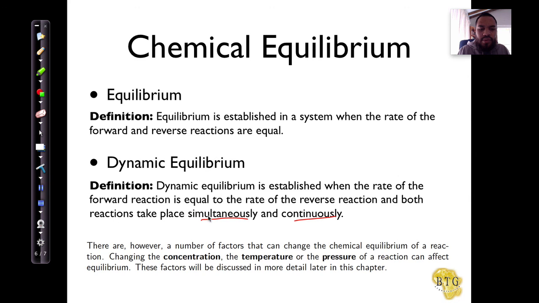Now we will talk about how to manipulate an equilibrium. It says over here there are, however, a number of factors that can change the chemical equilibrium of a reaction. This is basically saying you can disturb the equilibrium, and we will deal with that in much detail later on. For now, remember the definition of equilibrium, dynamic equilibrium, and the three factors that can change an equilibrium: the concentration, the temperature of the system, and also the pressure. We will talk about each of those in more detail later on.